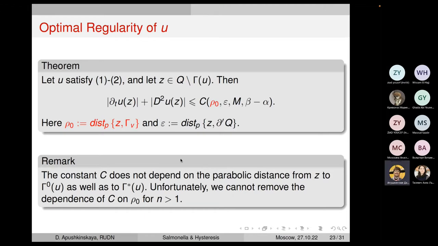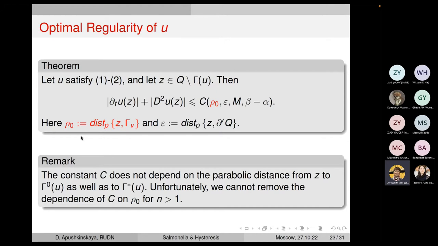So you see, this constant C is uniform, so it does not depend on the parabolic distance from our point to gamma zero and to gamma star. But this dependence we cannot remove for n bigger than one. For n equal to one, we can remove it. For n bigger than one, it stays here. This is important, because if you can get it already for n equal to one, I think it's already a good result.